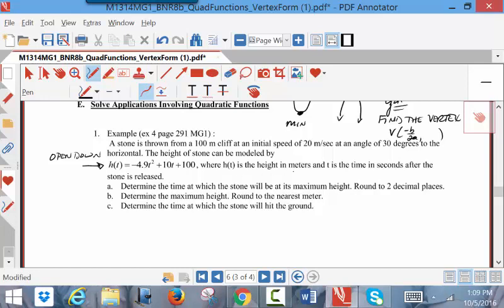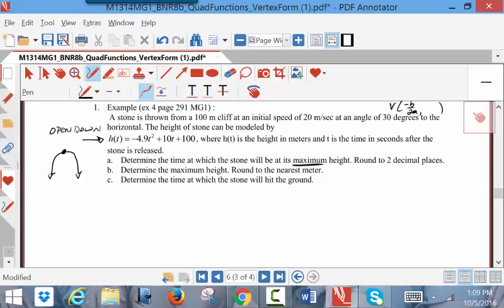The height is in meters and the time is in seconds after the stone is released. Determine the time at which the stone will be at its maximum height. So find the vertex, because you know the vertex is going to be the maximum if this thing is opening down. Okay, so here we go. To find the vertex, we know the x value of the vertex is negative b over 2a.